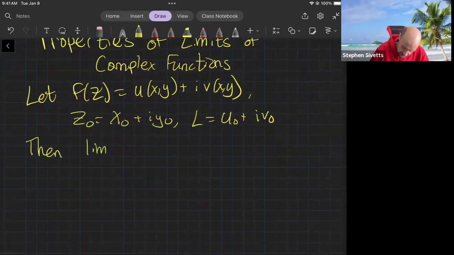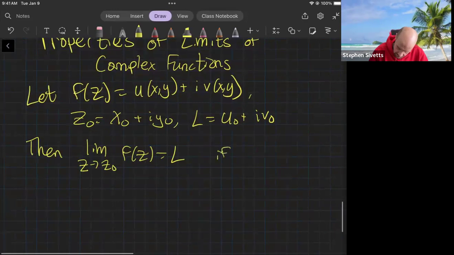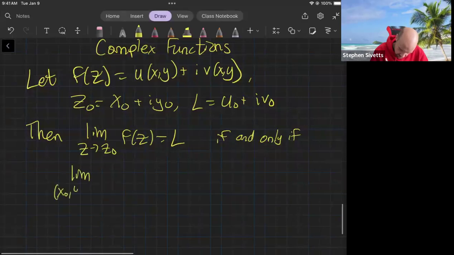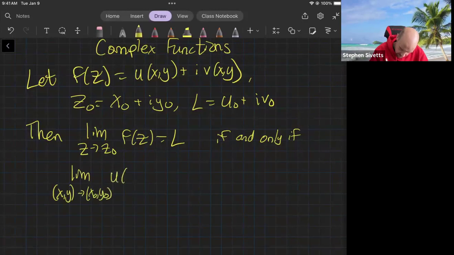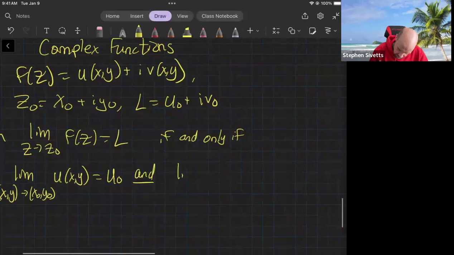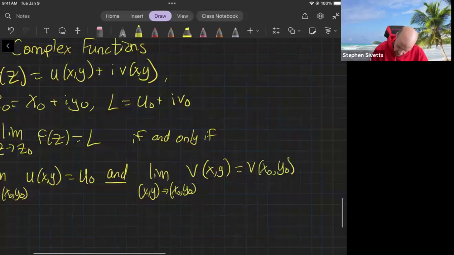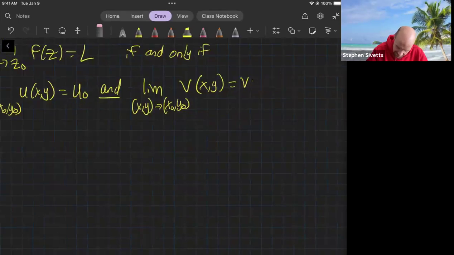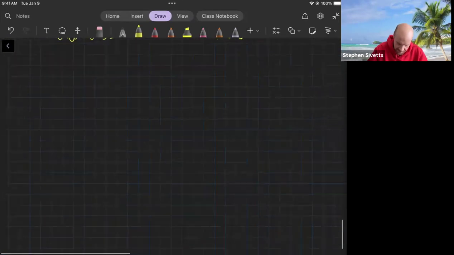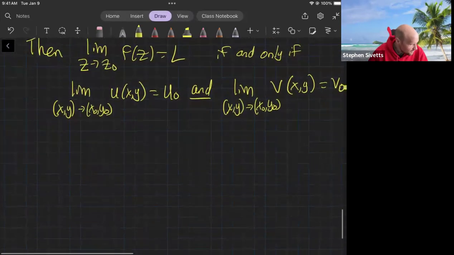Then the limit as z goes to z naught of f of z equals L if and only if the limit as (x, y) approaches (x0, y0) of u of x, y equals u0, and the limit as (x, y) goes to (x0, y0) of the v function equals v0. So u0 and v0, okay?